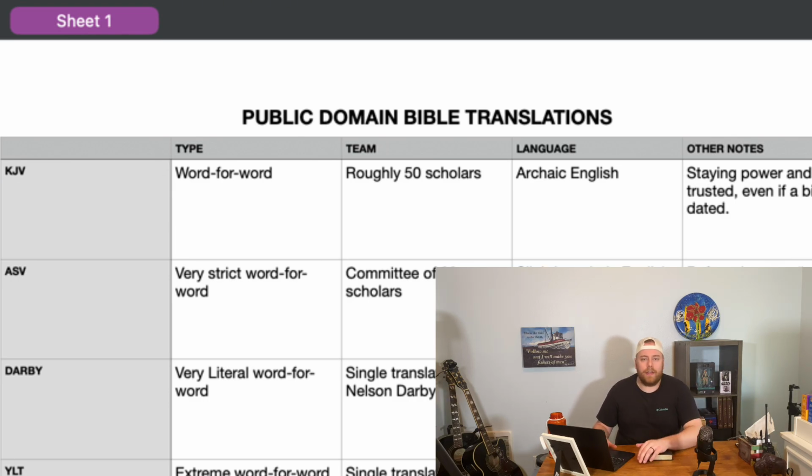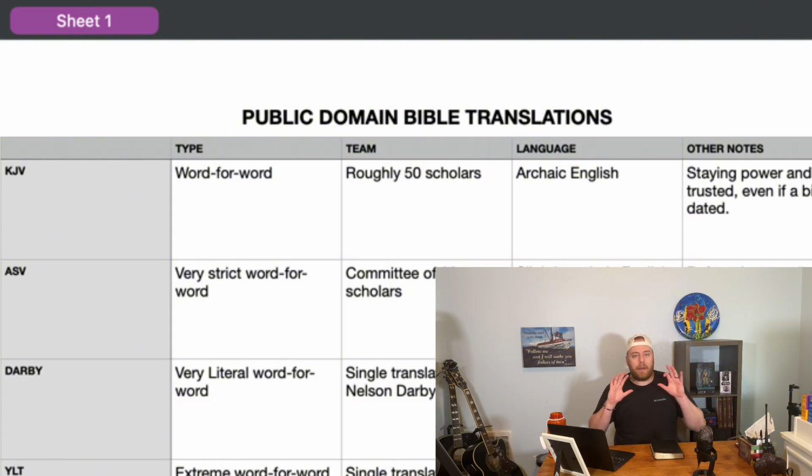The next category is going to be the team. How many people worked on this translation? Was it an individual or was it 40 or 50 biblical scholars? Next, we have the language. What language is it in? And even within English, are we talking modern English or super old, ancient, archaic English? And then lastly, on the far right column, I just have one extra note for me to keep in mind on each of these translations.